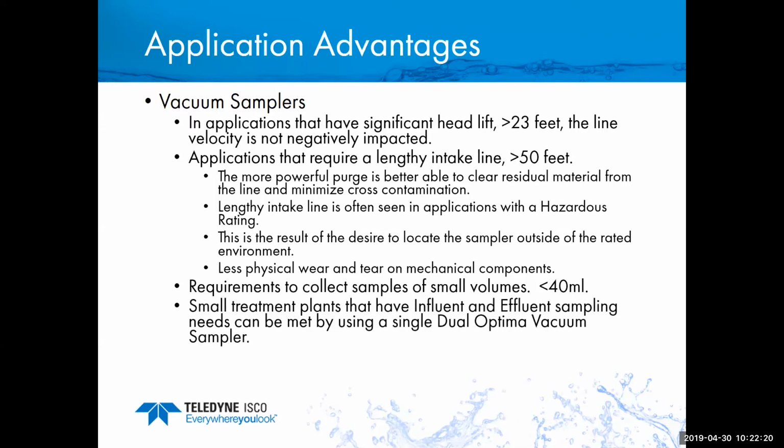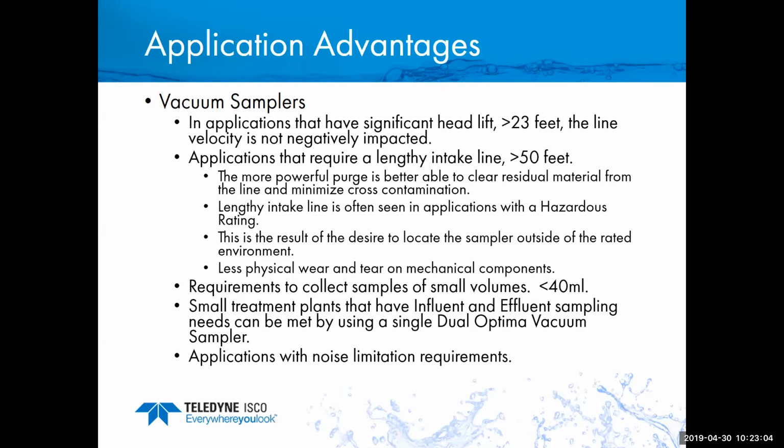We also have an option of a dual sampler on the vacuum. It's the Optima, and it's a dual, and it actually has two separate sampling systems in it. They can be set up however you want. You can have one side of the dual be 24 bottles, the other side a single bottle, or vice versa, or you can have two 24 systems or two single bottle systems. It's nice for a small treatment plant where you have less than 300 feet of suction line between your influent and your effluent. You can actually do everything with one refrigerated sample. It takes it all, puts it in the same unit. Very nice for small plants like that.